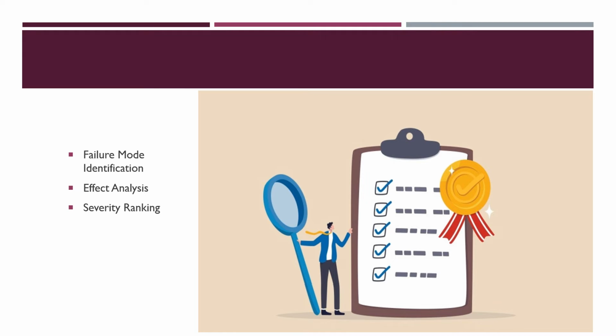Severity ranking. Now, assign a severity rating to each effect. The rating is typically on a scale, often 1 to 10, with 10 being the most severe, like causing injury or death, and 1 being minor, like a cosmetic defect.